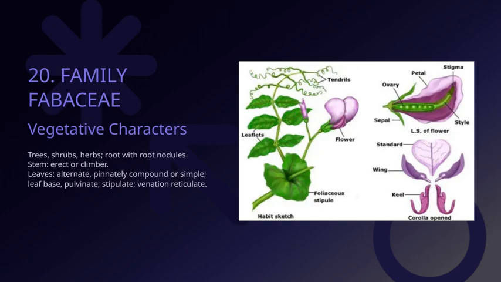Many Fabaceae leaves are stipulate, which means they have stipules, or small leaf-like appendages, at the base of the leaf stalk. Lastly, the venation pattern is reticulate, forming a network of interconnected veins throughout the leaf, which is typical for many dicot plants. All these vegetative traits, from root nodules to leaf arrangement and venation, are essential in identifying and understanding plants within the Fabaceae family.